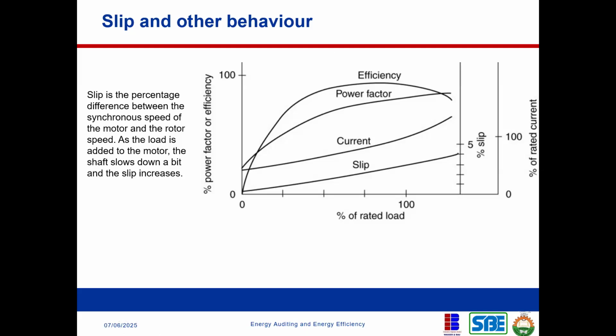So one of the things we're going to be looking at today is slip, motor slip, and other behaviors. Okay, so slip is the percentage difference between the synchronous speed of the motor and the rotor speed. Now let me try to explain this in a basic way. We know that motor operates based on flux, I think a combination of magnetic and electrical flux. So that actually induces the mechanical rotation that we see.